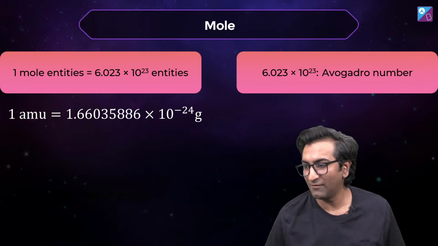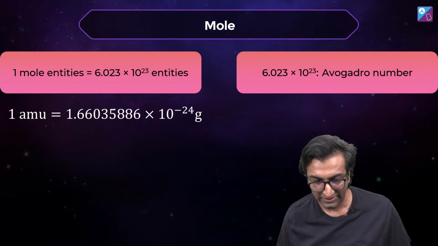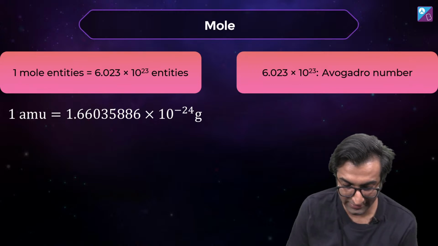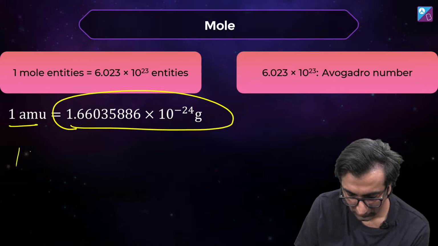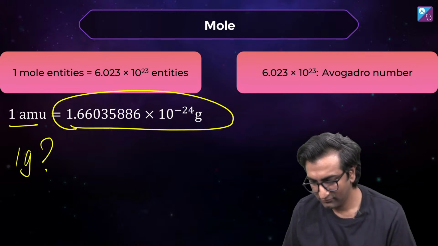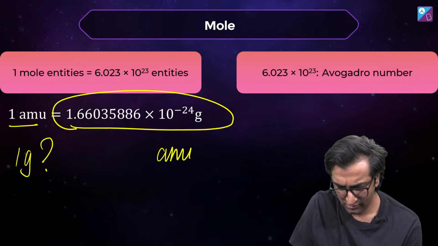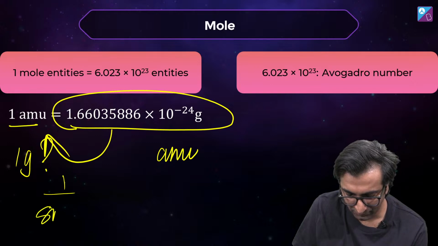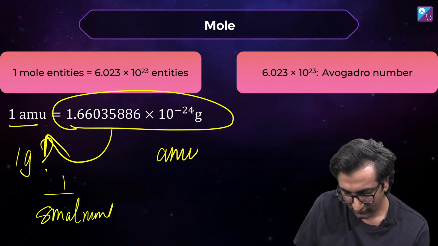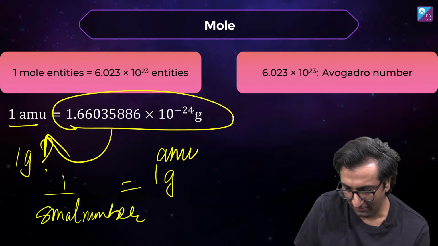पढ़ने आए हो एवोगैड्रो के बारे में तो पढ़ा देंगे आपको, ठीक है। Now look at this, if 1 AMU is these many grams, what is 1 gram? How many AMU? Take it to the other side. 1 by whatever this number is, 1 by small number, will be equal to 1 gram.